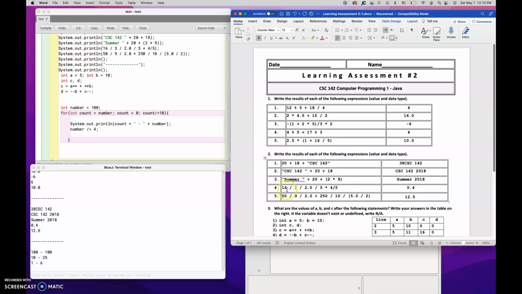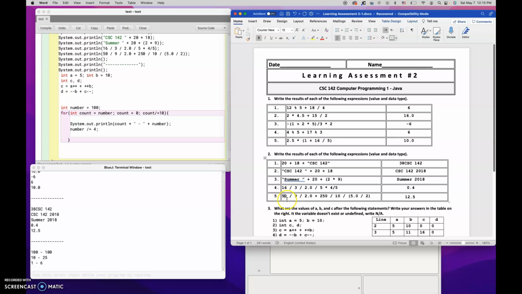Okay. The fourth example, we have divide. This comes first. 16 divided by 3, divided by 2.0, divided by 5. Okay. And then we're gonna imagine this is in parentheses, and this is in parentheses, because again, divide always comes first, right? Okay, so the result will be 0.4.